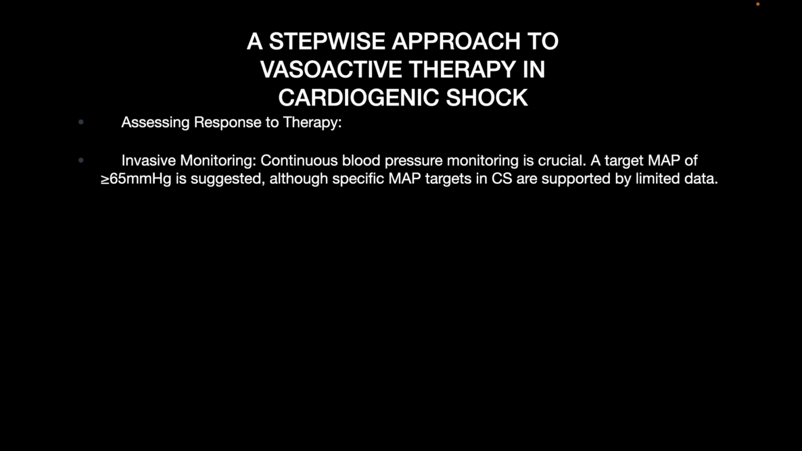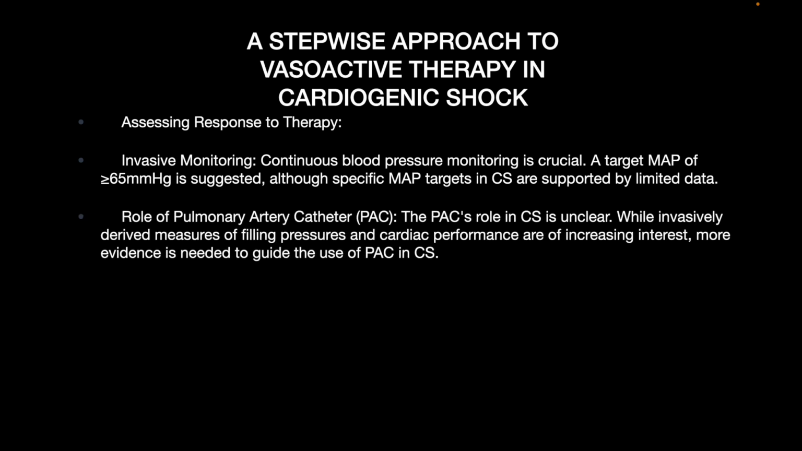Now assess the response to therapy. Once you have started, do invasive monitoring, do continuous blood pressure monitoring, target a MAP of more than 65. Although exactly what should be the target is still being debated because the data is limited, because nothing is coming actually from cardiogenic shock per se.